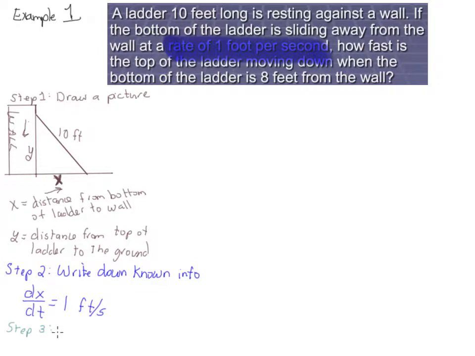Step 3, what do we need to find out? What are we trying to figure out in this problem? So I look up into the question. It asks us how fast is the top of the ladder moving down when the bottom of the ladder is 8 feet from the wall. So how fast is the top of the ladder moving down? Since y equals the distance from the top of the ladder to the ground, I want to know the rate at which y is changing. So dy/dt, the derivative of y with respect to time, is what I'm looking for.